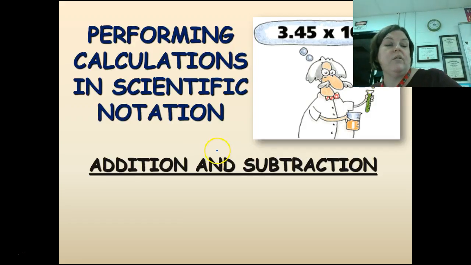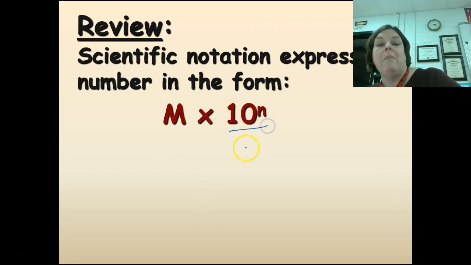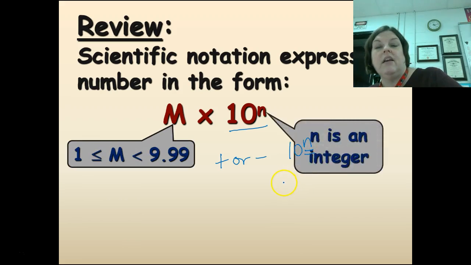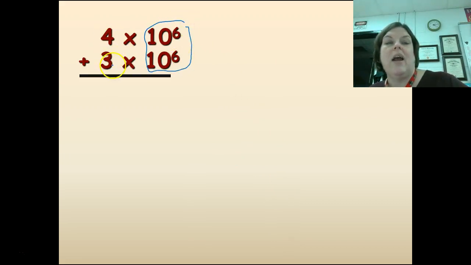Performing calculations in scientific notation could not be easier. Addition and subtraction, all you have to remember is that you have to have m times 10 to the n, and the 10 to the n must be the same. So when you add or subtract, we have to change everything to the same n. Once again, we know all that information. So notice my 10 to the n are the same. And because they're the same, I can now add these two numbers. If these two were not the same, I could not add them. I would have to get them the same first.